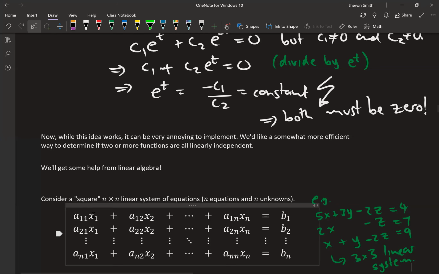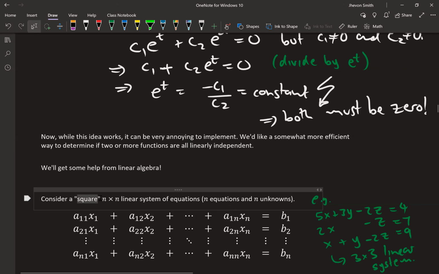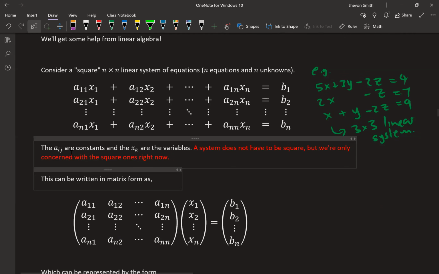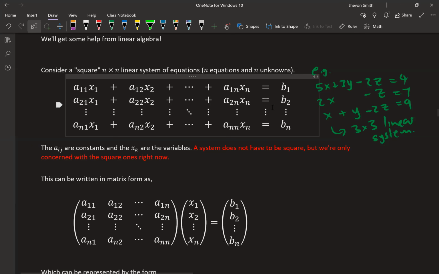Now, this here is an n by n. It's called a square linear system. Now, in general, you don't have to be square, but the square ones are the ones that we are going to care about, and I'll show you why in a bit. Because we are always going to be able to build things up to a square system, and it's going to allow us to use some nice theory from linear algebra. Okay. So like I mentioned here, the a's are constant, the x's are the variables. The system does not have to be square, but we only care about the square ones. I can write this in matrix form in this way. If you remember how matrix multiplication works, you'll realize that this equation here is exactly equivalent to writing out a list of n equations there.